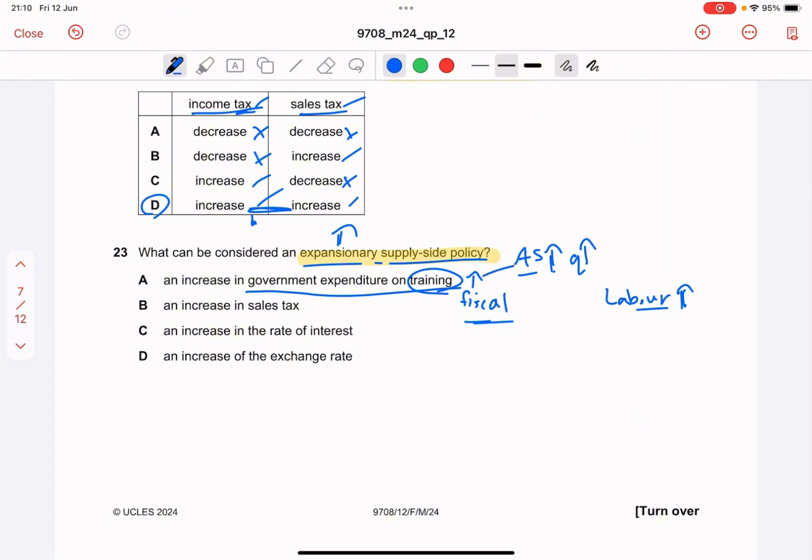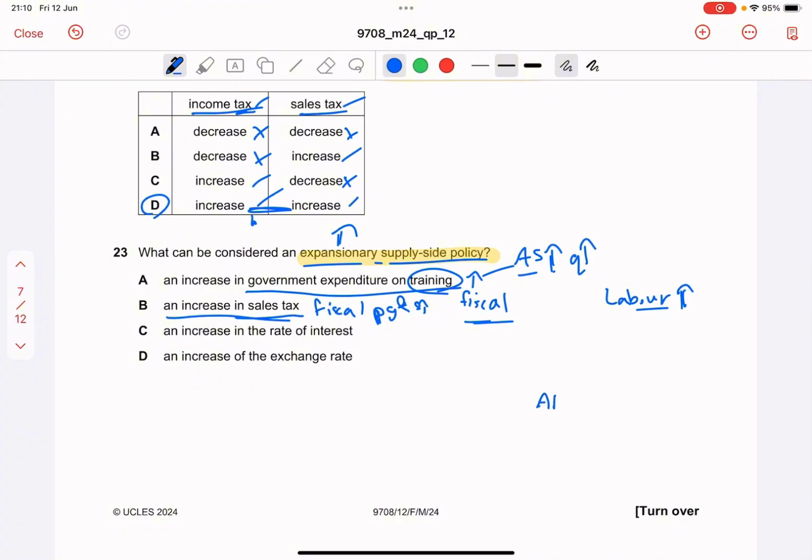The second one says an increase in sales tax. Now, when it comes to taxation, that's of course implemented by the government. So therefore, it is likely a fiscal policy. And if you increase a sales tax, then sales tax are placed on goods and services. So that means that the price of goods and services will increase. So if the price increases, then it becomes more expensive. So consumers are less likely to consume them.